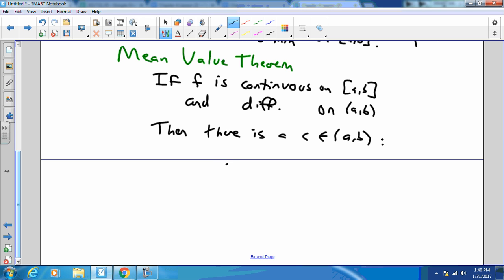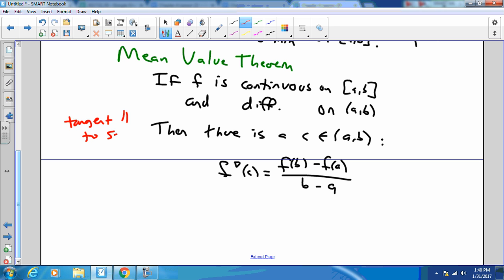If you know the picture, it'll help you remember the formula. f prime of c equals f of b minus f of a over b minus a. The picture is that your tangent line is parallel to your secant line. They have the same slopes.